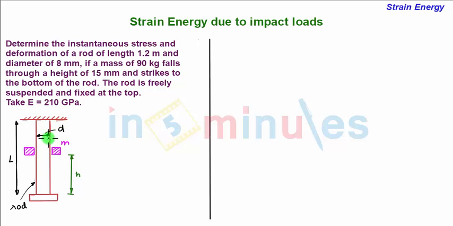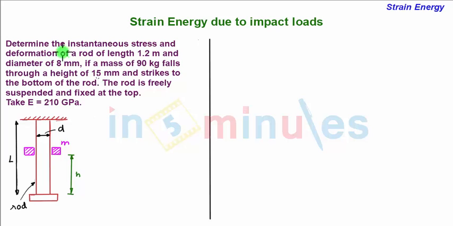So this is a representative figure for the given problem. We have this rod which is fixed at the top and freely suspended at the bottom. The bottom end is slightly enlarged so that it can sustain the load. We see that D is the diameter of the rod and L is the length of the rod. Here we have a mass M whose value is 90 kg which falls upon the bottom of the rod through a height H, which is given as 15 mm.